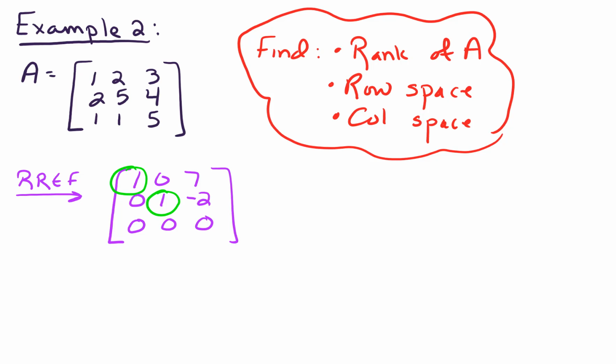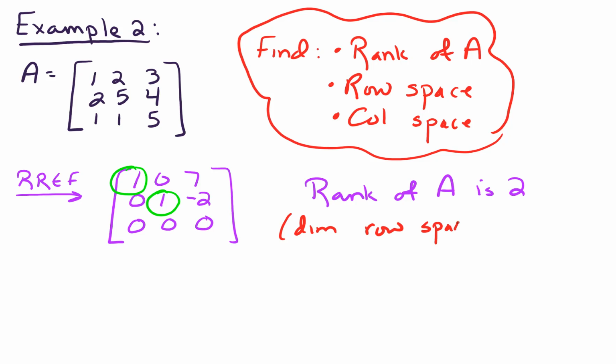This tells us that the rank of A is 2. This also tells us that the dimension of the row space is 2 and that the dimension of the column space is equal to 2. Okay, so let's go through and find out a little bit more information about the row space and the column space for this matrix.